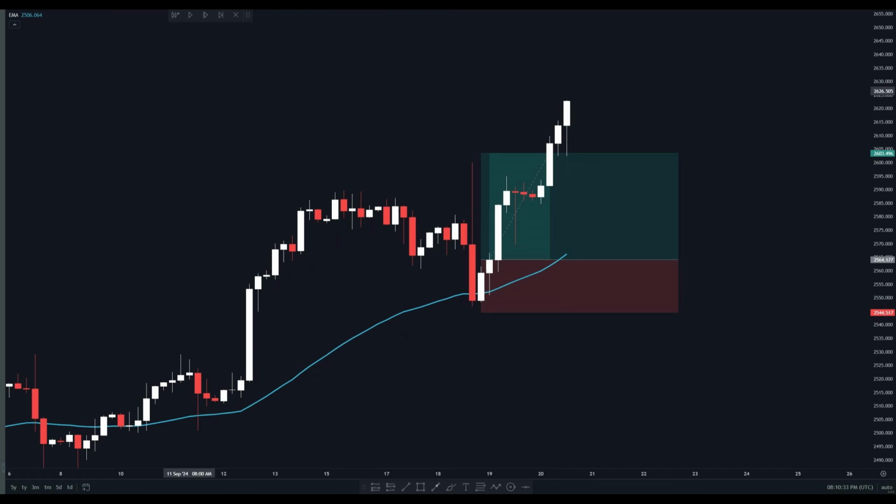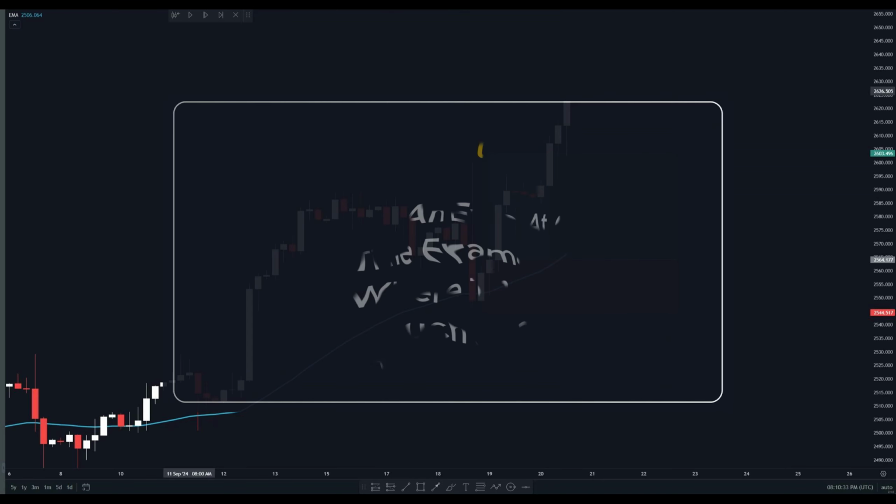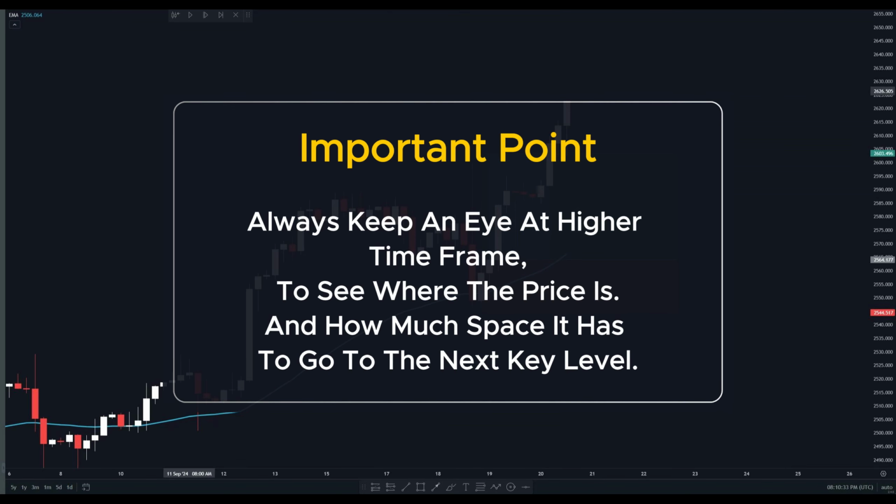And after full confirmations, we have a winning trade. And here comes an important point. Always keep an eye on the higher time frame to see where the price is and how much space it has to go to the next key level.